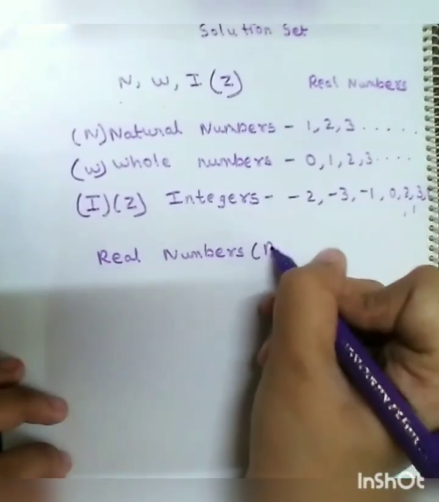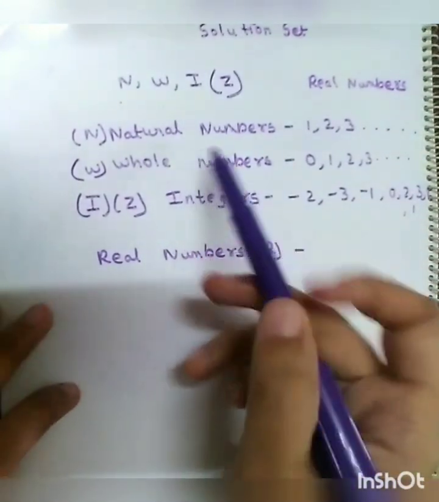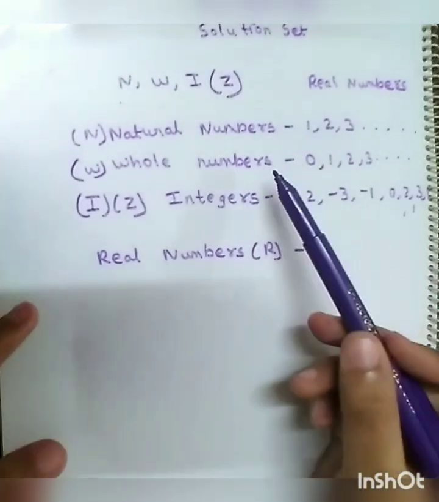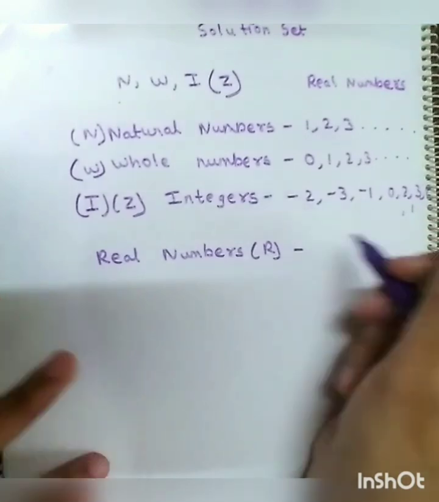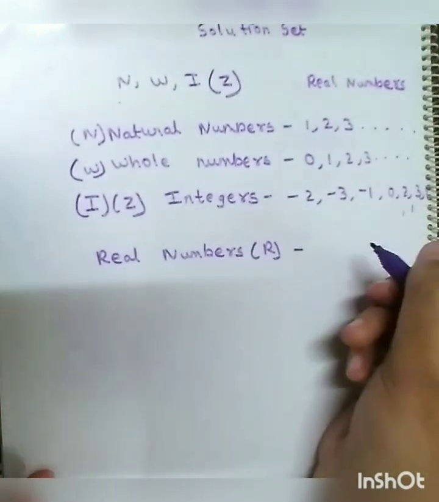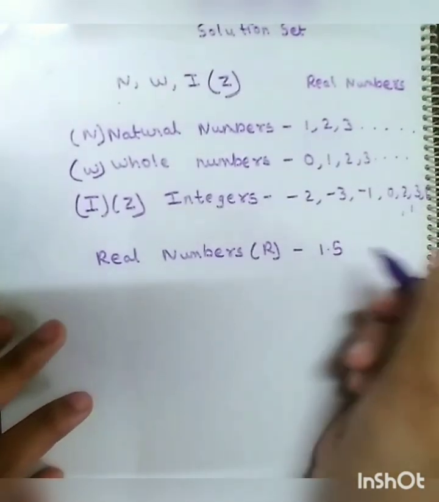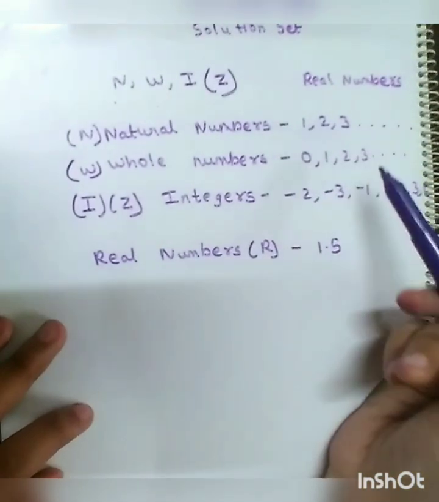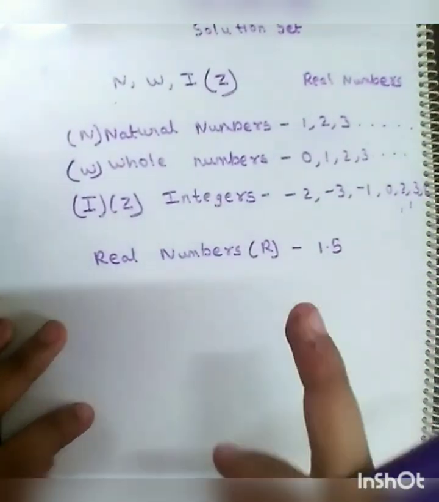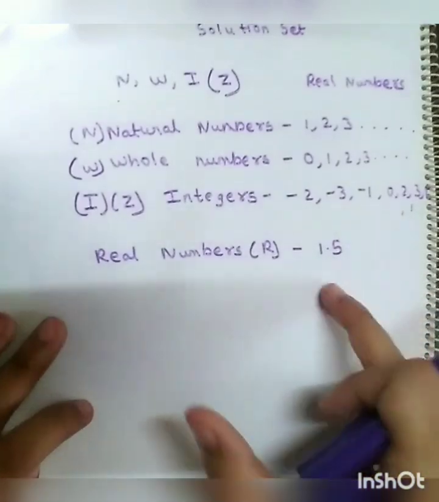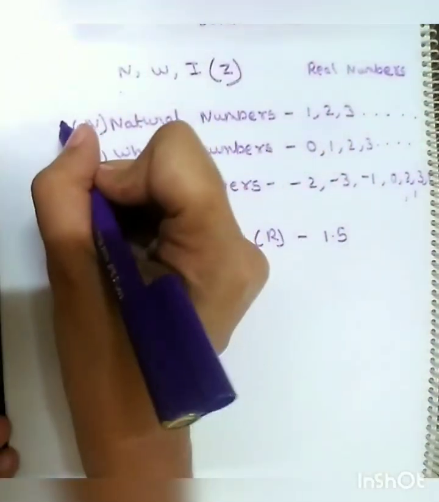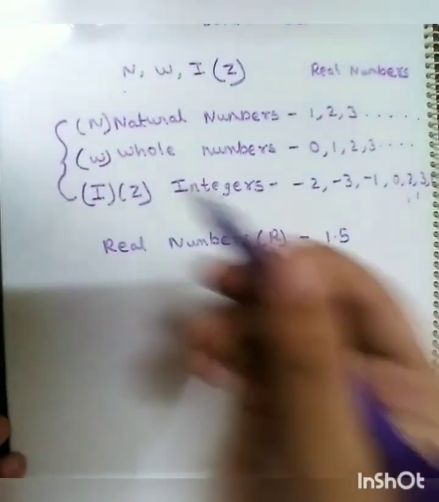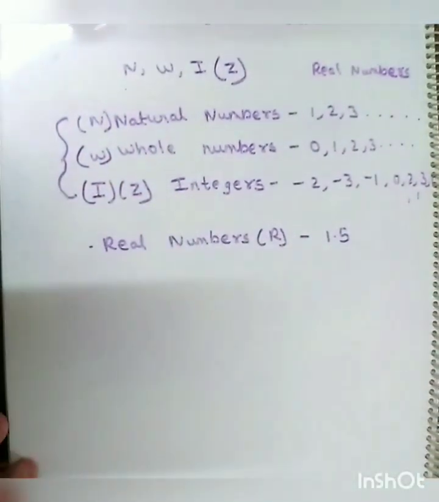Now real numbers, they are represented by R. They contain all the natural numbers, whole numbers, integers, and also the decimal numbers. Decimal numbers like fractions, like 1.5, are not included in natural numbers, whole numbers and integers, but these are included in real numbers. Real numbers contain fractions, decimals, and all these three. So for these three the solution set is different, and for this the solution set is different.